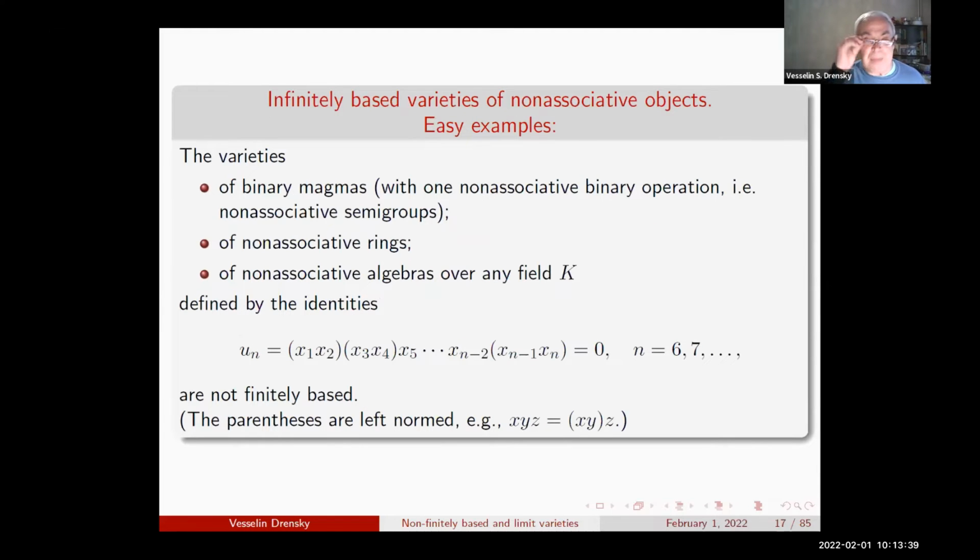And for infinitely based varieties in non-associative objects, there are simple examples which work in the same way for non-associative rings and non-associative algebras over any field. For binary magmas, so magma is a set with one binary operation, these are the identities. This is almost obvious: you cannot remove any of these identities. And if you remove one, you get something bigger.